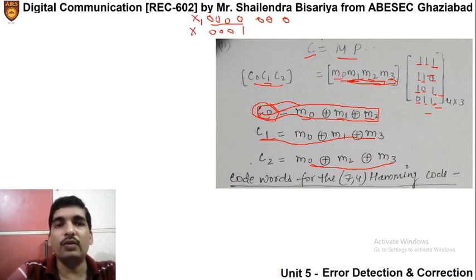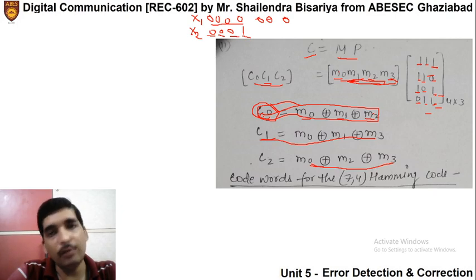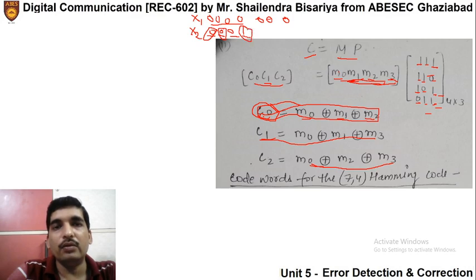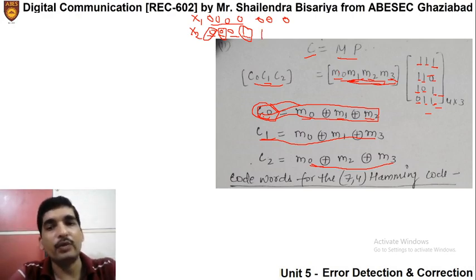Now what about x2? We have 4 message bits 0, 0, 0 and 1. We have to multiply such that we will find C0, C1 and C2. For C0 we have M0 XOR M1 XOR M2, right? So this is 0, this is 0, XORing will give us 0, and when 0 is XORed with 1, it will give us the value 1. So C0 is 1.